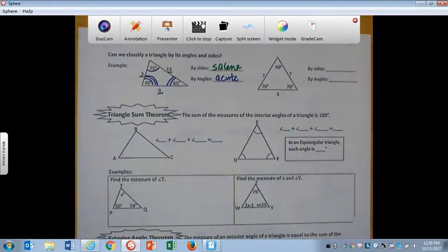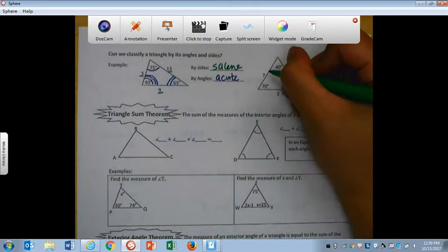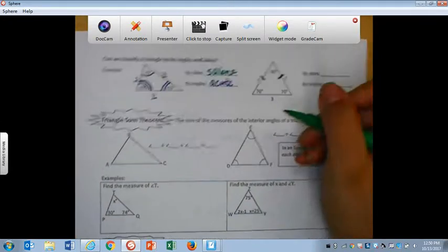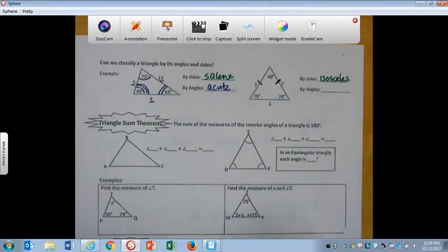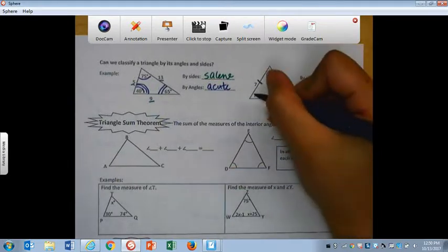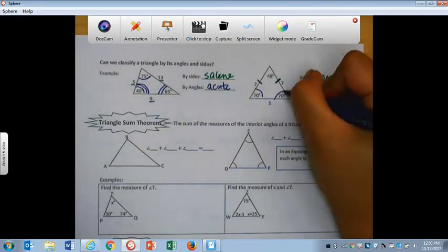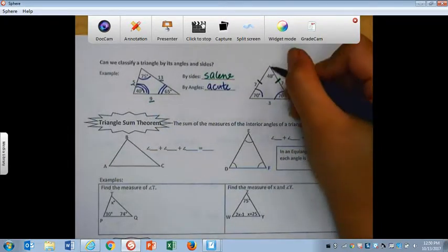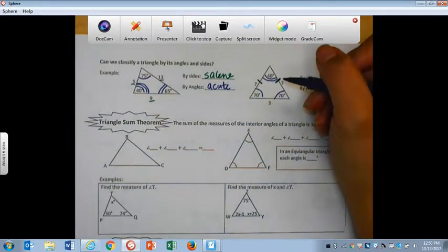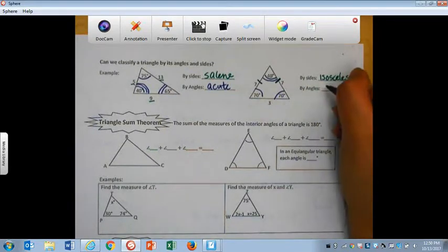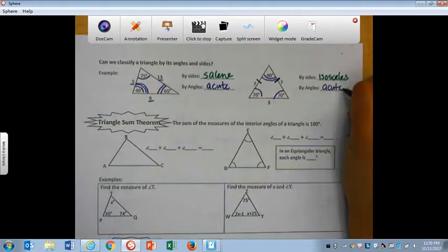Now, let's talk about this one. By sides, I noticed that there are two congruent sides, so that's isosceles. And then by angles, you have two congruent angles, and then you have one that's different, and so by angles you would say that they are acute, because they're all less than 90.